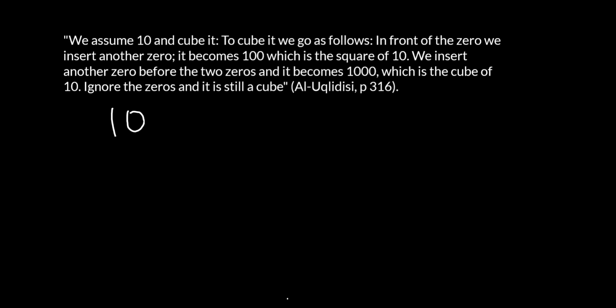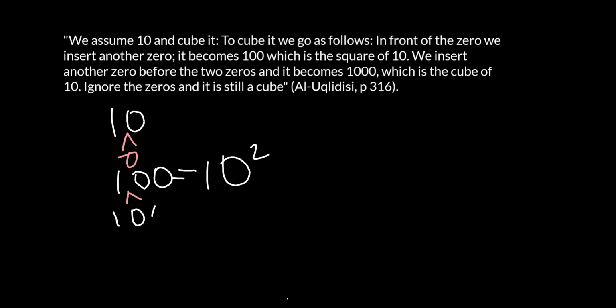We assume 10 and cube it. To cube it, we go as follows. We insert another 0 before the first 0, which is 100, which we know is the square of 10. We insert another 0 before the two zeros, which is 1,000, which is the cube of 10.